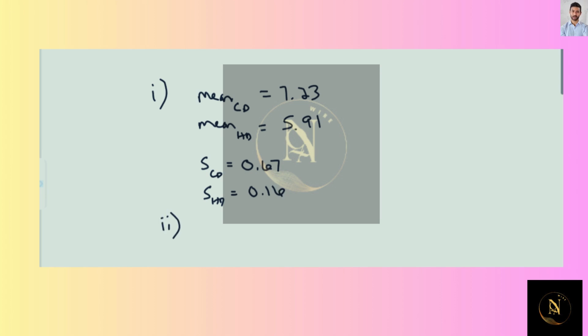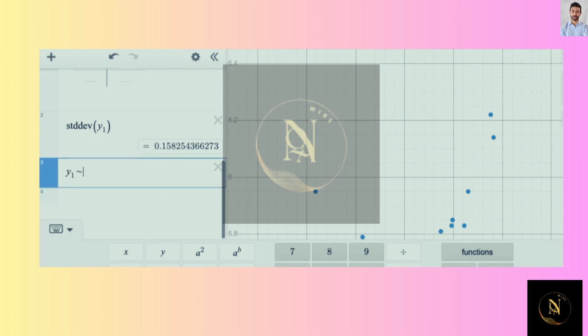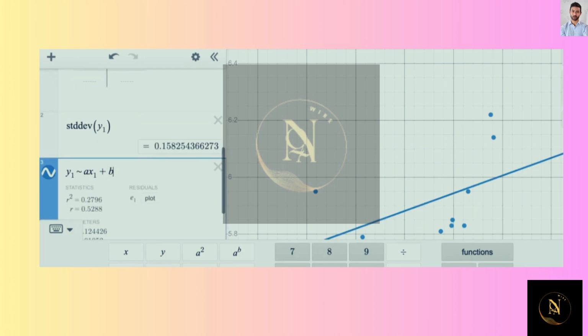What is the value of the correlation coefficient? You can find that from Desmos by doing y1 is approximately ax1 plus b, and that's 0.53.